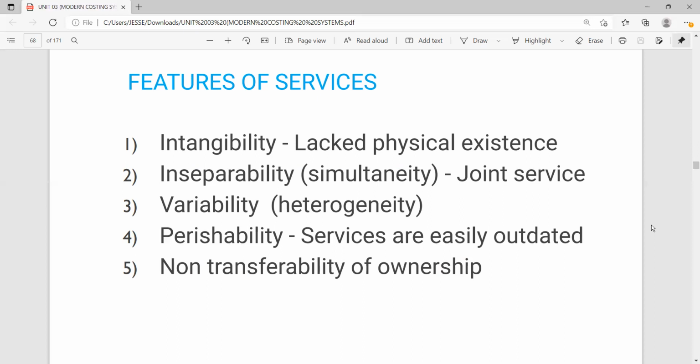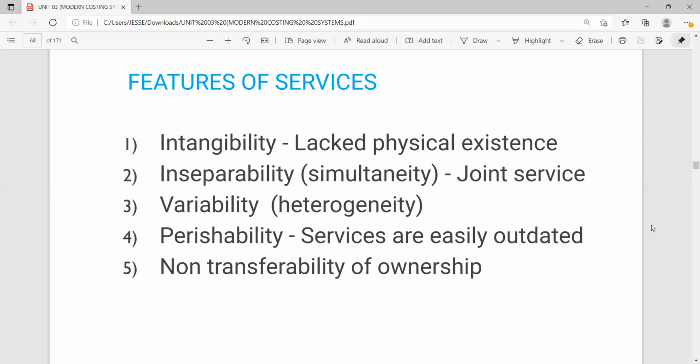That's why in a barber shop or in a hairdressing salon, you see that variability. Somebody would ask for the same hairstyle, but you see that it doesn't look exactly the same on different people because of that variability, because of the human factor. Number 4, perishability. Services can easily be outdated.